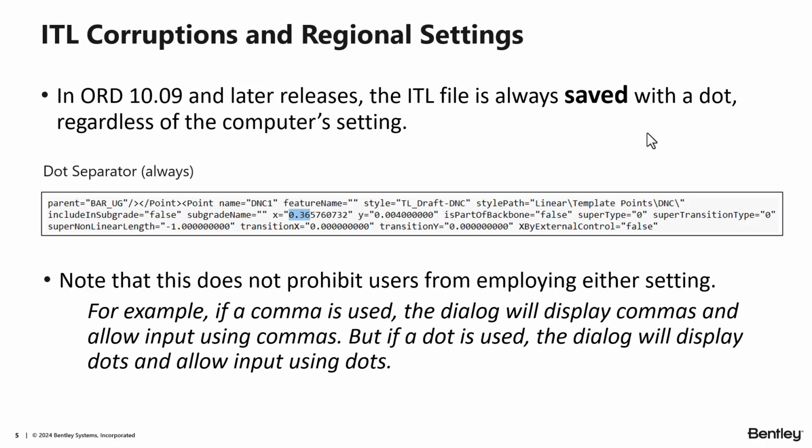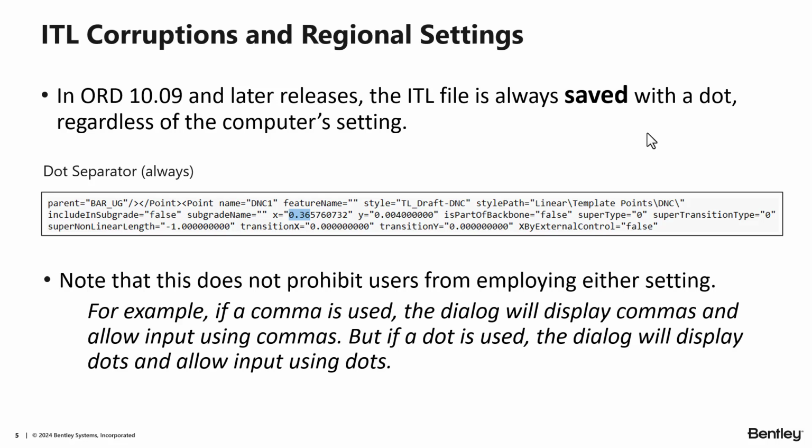So what we did in order to rectify this is, in version 1009 and later releases, the ITL file will always be saved with a dot or a period regardless of your computer settings. That way you can move it from computer to computer and you won't have any problems.